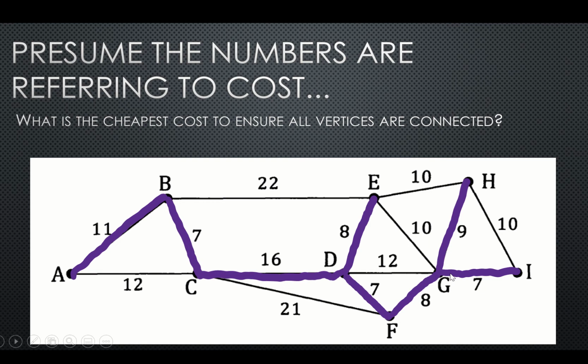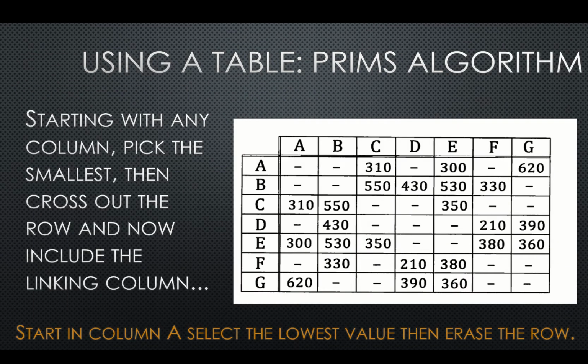Because this is just the shortest path. All values need to be connected. It doesn't have to be traversable. We just need to connect everything in the shortest possible way.